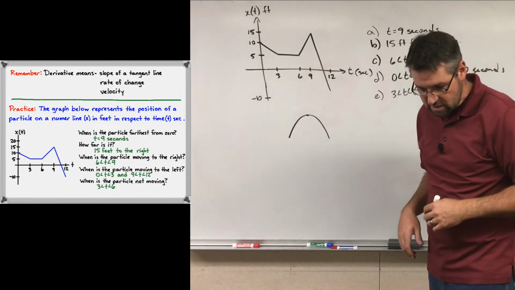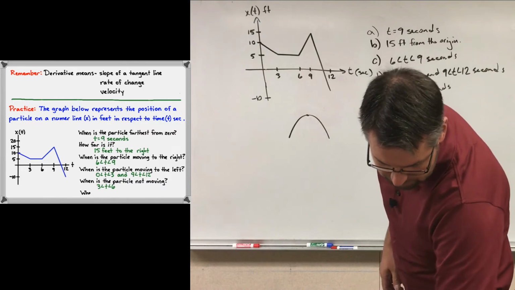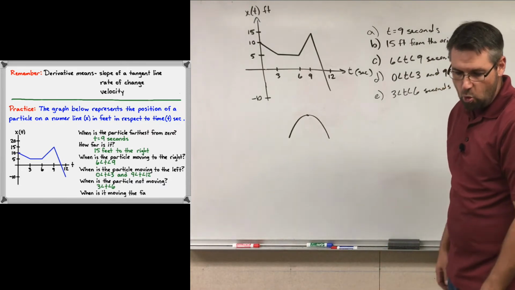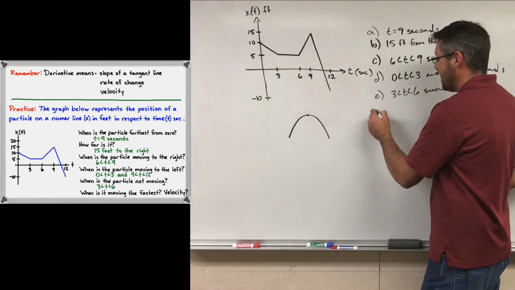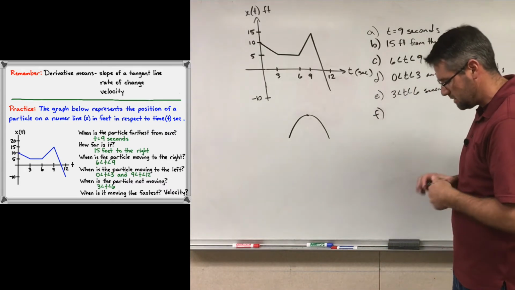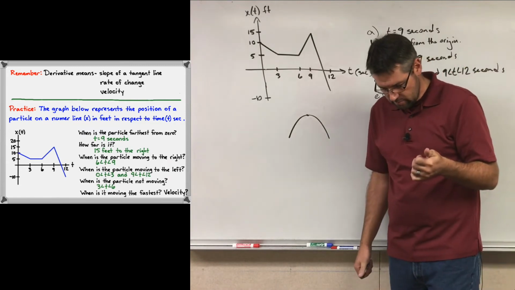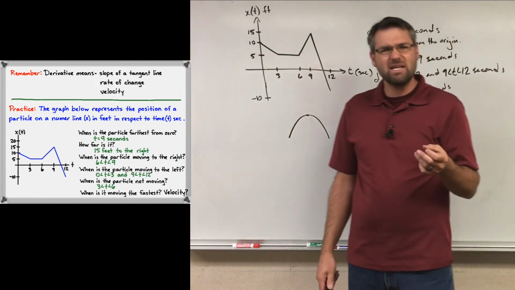Okay, so when is the particle not moving? We would say from 3 to 6 seconds. All right, last question here. When is it moving the fastest? Now, this is a good question. When is it moving the fastest? It is moving the fastest when its rate is the greatest, I guess you could say.